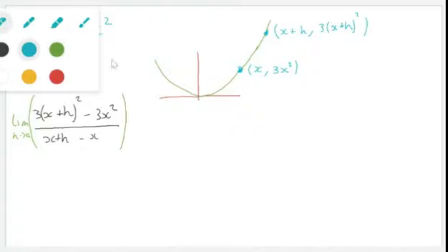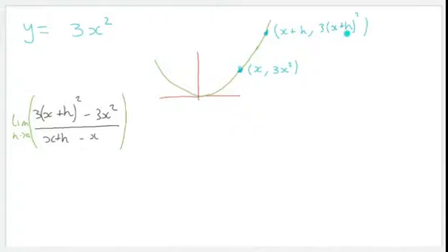Well, if h gets smaller, then x plus h becomes approximately x. Like if h were equal to 0, then x plus h would just be x. So if h is really tiny, then it's nearly x. Equally, in this part, if h were really tiny, this would become 3 times approximately x squared, which is the same thing as this.